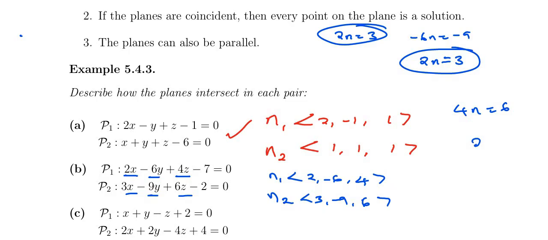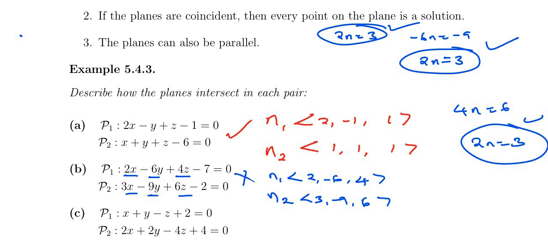Reduce this by 2. That's 2n is equal to 3. So there's a consistent relationship between these, meaning they are parallel because they have a scalar multiplier connecting them. So these are said to be parallel, and if they're parallel, meaning they are distinct, they are not going to intersect.